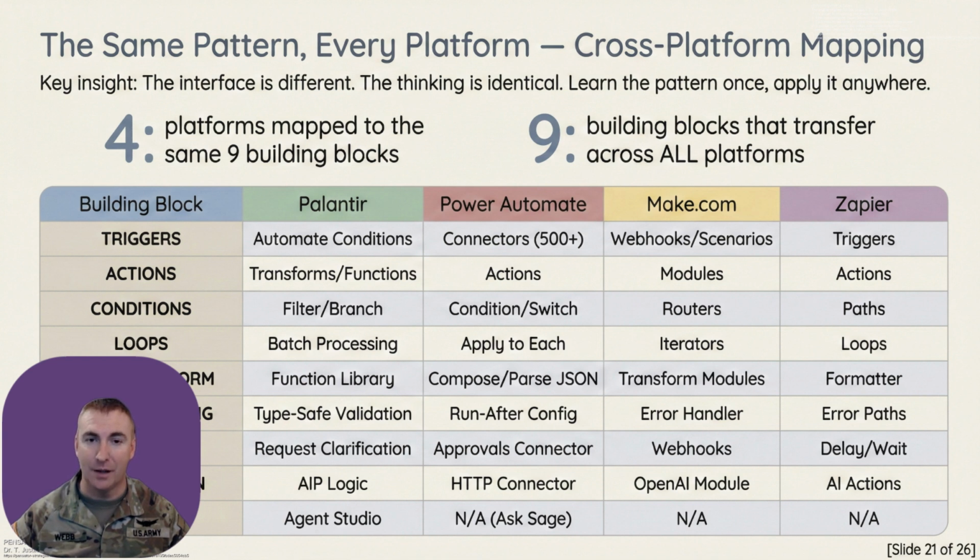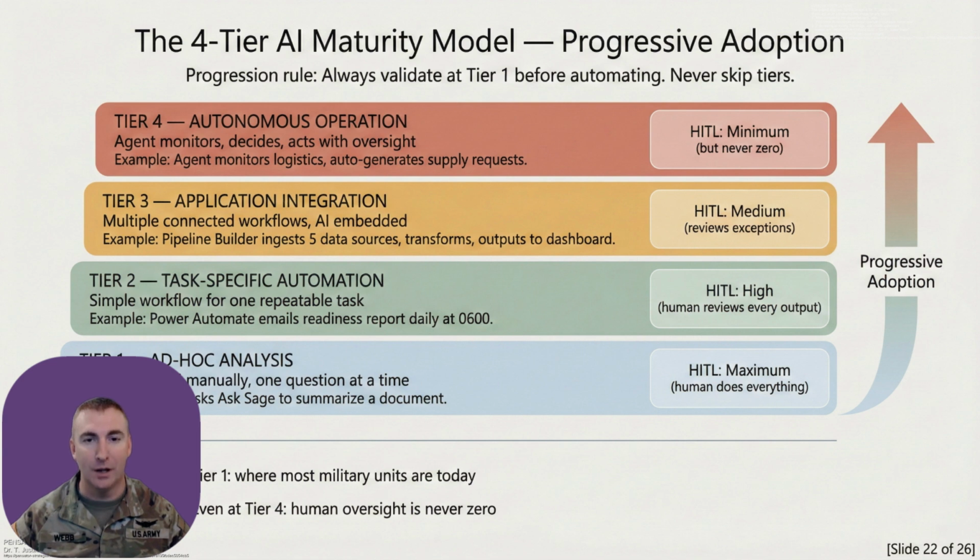You need a plan for adoption. Do not jump to autonomous agents on day 1. Start at Tier 1. A soldier asks Ask Sage a question manually. Prove the AI works for your task with your data. Then automate one task at Tier 2. Then connect multiple workflows at Tier 3. Then, and only then, consider Tier 4, an agent that acts within defined boundaries. Even at Tier 4, human oversight is never zero. Skipping tiers creates risk no military operation can afford.